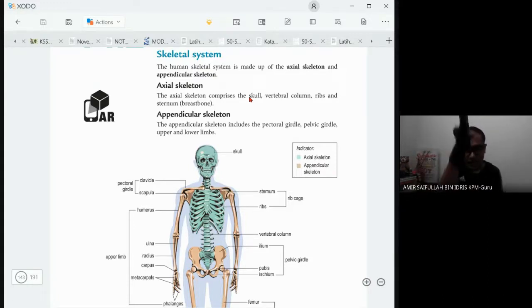This is the axial skeleton. Skeleton yang bahagian tengah-tengah, axis. Dia macam axis lah. Dia di tengah-tengah. Okay, and then you have the appendicular skeleton. Appendicular skeleton yang tepi-tepi punya. So for example, you have the pectoral girdle, pelvic girdle, upper and lower limb. Okay, so nanti kita tengok apa benda yang dalam tulang-tulang ni.